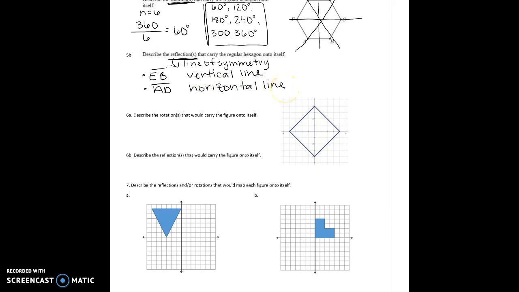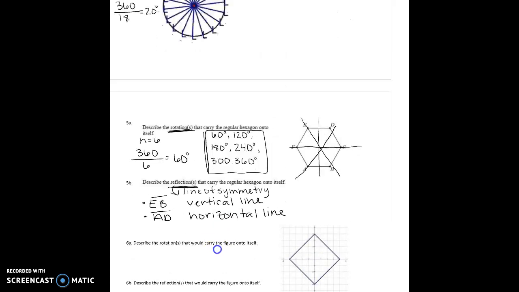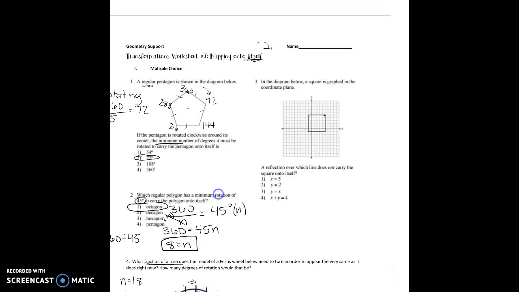All right, hopefully that helps you understand a little bit more about what's going on when we're trying to rotate or reflect a figure onto itself.